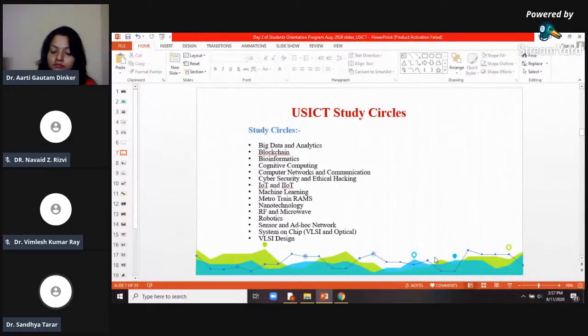In generating data, we are very far ahead of most countries. We are at the second number after China. But the point here is that generating data is not enough. One is data generation, another is data management, data protection, and then usage of this data for the right purposes. This is what we are supposed to do.